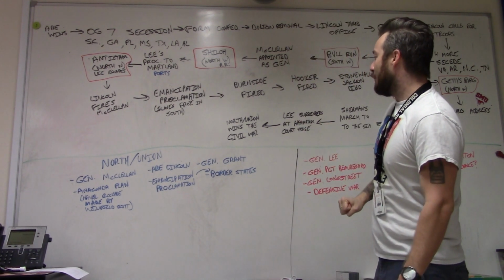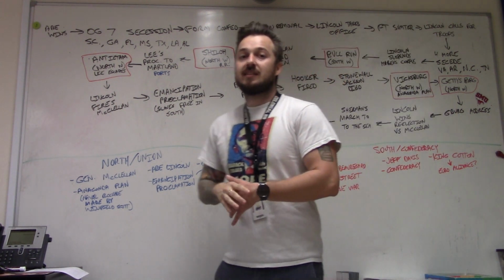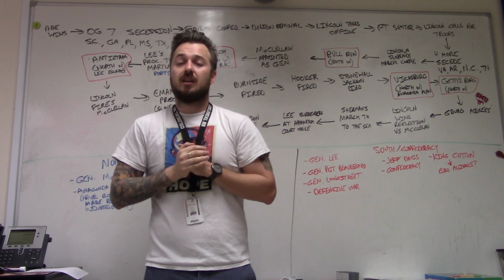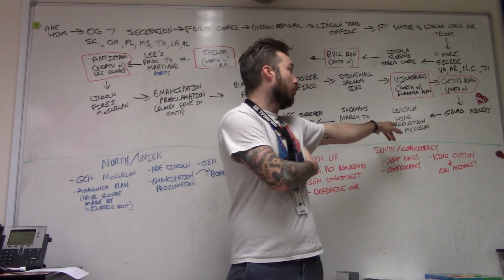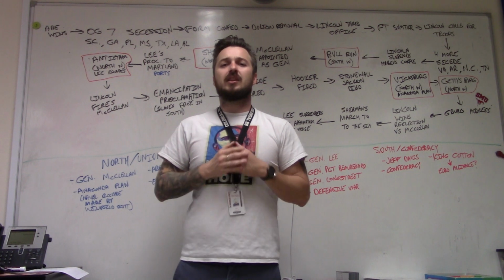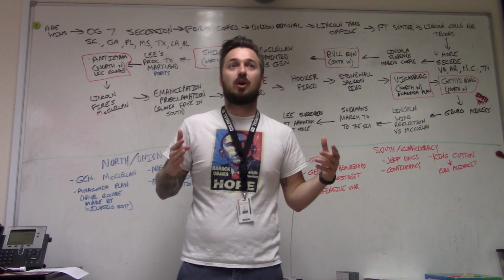Lee surrenders at the Appomattox Courthouse. The North wins. The Civil War is over. It's pretty cool. I do want to talk just a little bit about the election of 1864, which I did not mention too much in depth, but it was really funky. There were a lot of moving parts that may be mentioned on the essay on Friday.